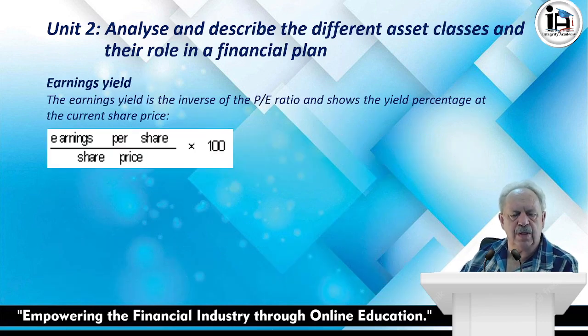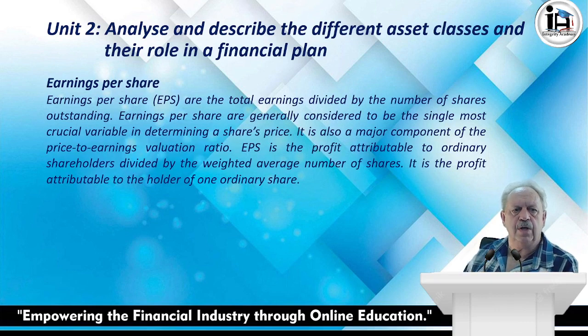Right, let's have a look at earnings yield. The earnings yield is the inverse of the PE ratio and shows the yield percentage at the current share price. You take the earnings per share, divide it by the share price, and multiply it by 100 to work out the earnings yield. Right, earnings per share, or EPS, are the total earnings divided by the number of shares outstanding.